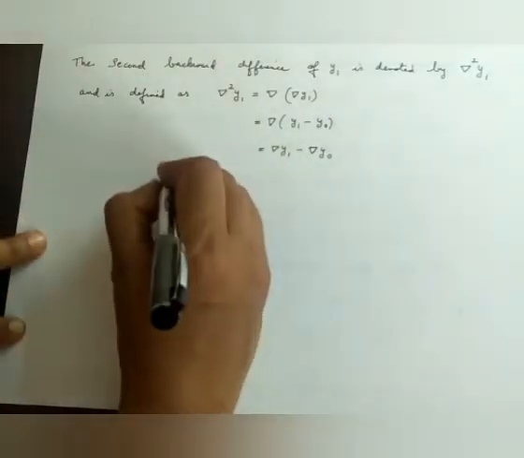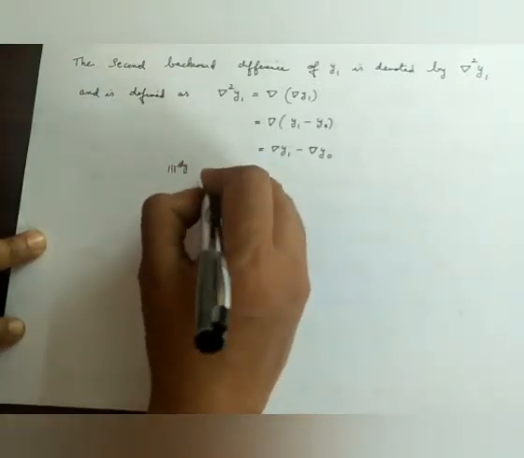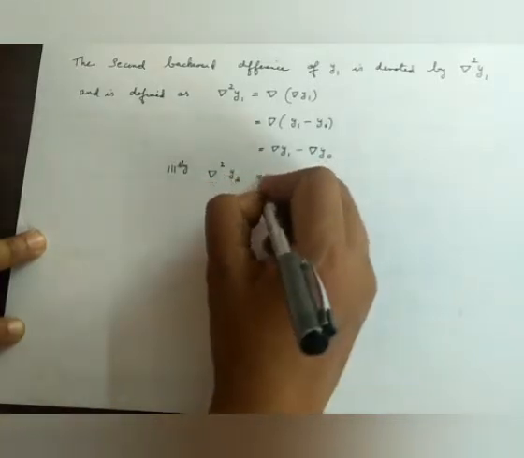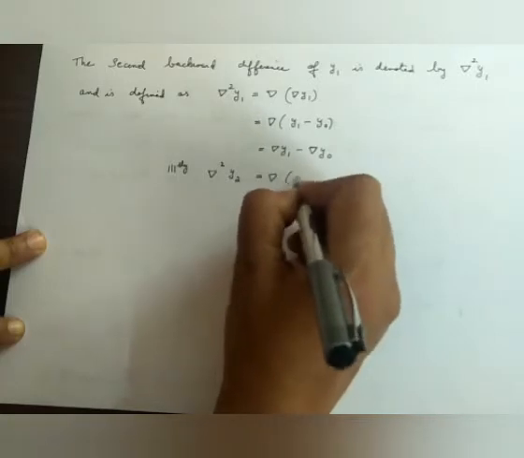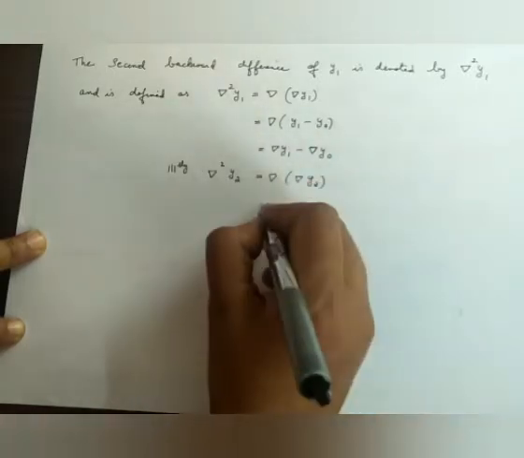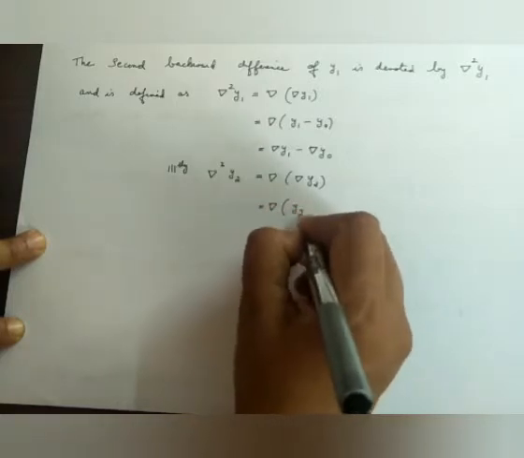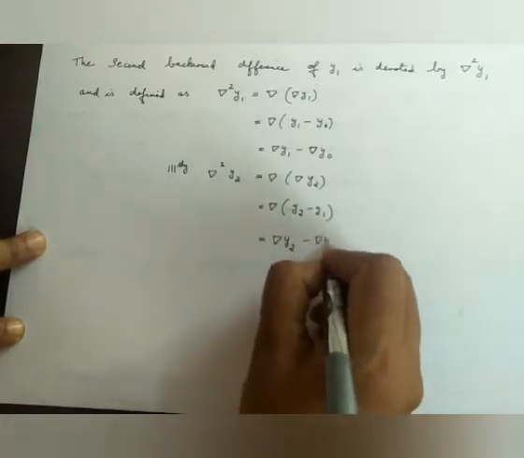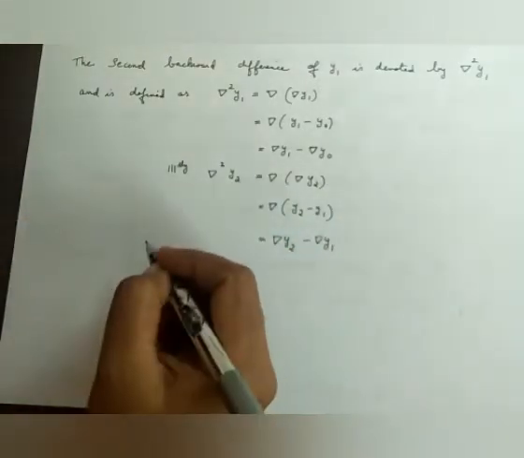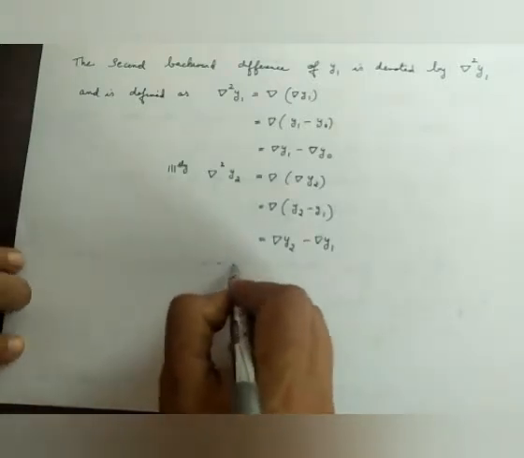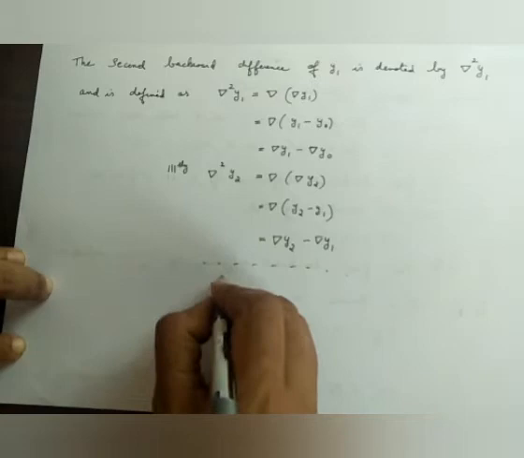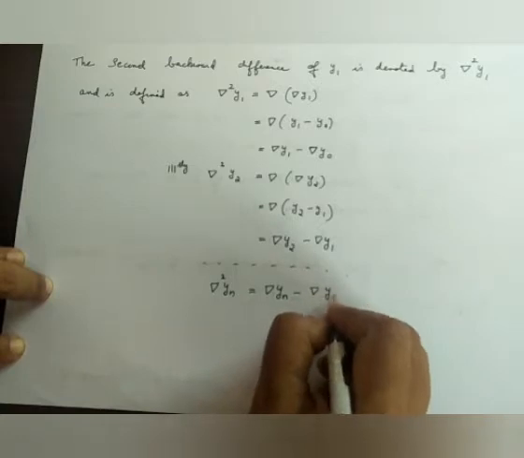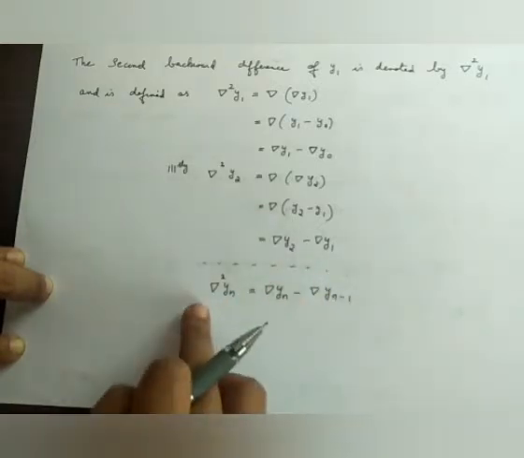Similarly, we can write the second backward difference of y2 as del of del y2, which is equal to del of y2 minus y1, which is equal to del y2 minus del y1. Etc. We can write del square of yn as del yn minus del yn minus 1, which is the second backward difference of yn.